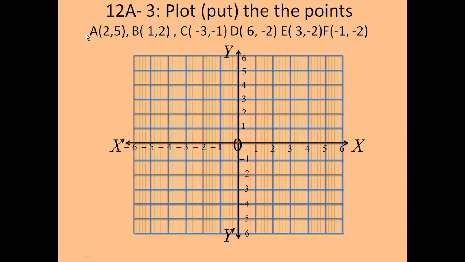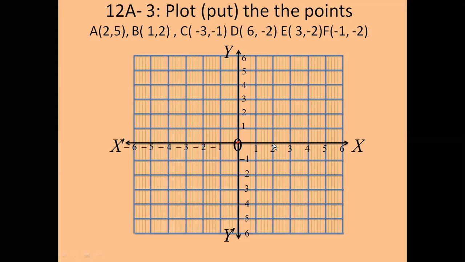The first point is given, A is 2, 5. That means the x value will be 2 and the y value will be 5. Okay, so first you have to go x, then go for the y, and you have to give the point sign after putting the value of y. So no problem. We know that the first value is the x value, the horizontal value. So the first value given is 2 and it's plus, so we have to go for the right side. So 1, 2. Okay, fine.